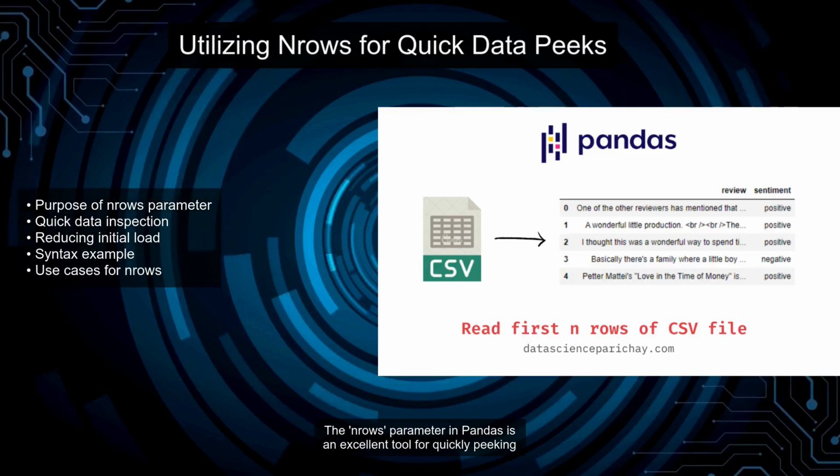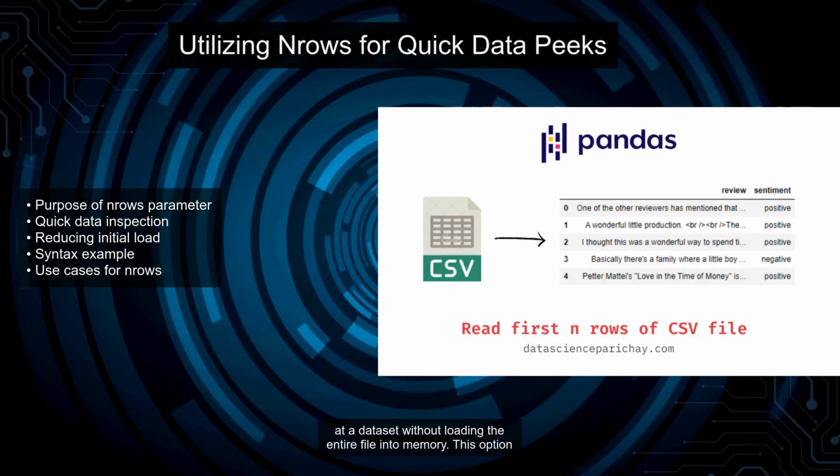The nrows parameter in Pandas is an excellent tool for quickly peeking at a dataset without loading the entire file into memory.